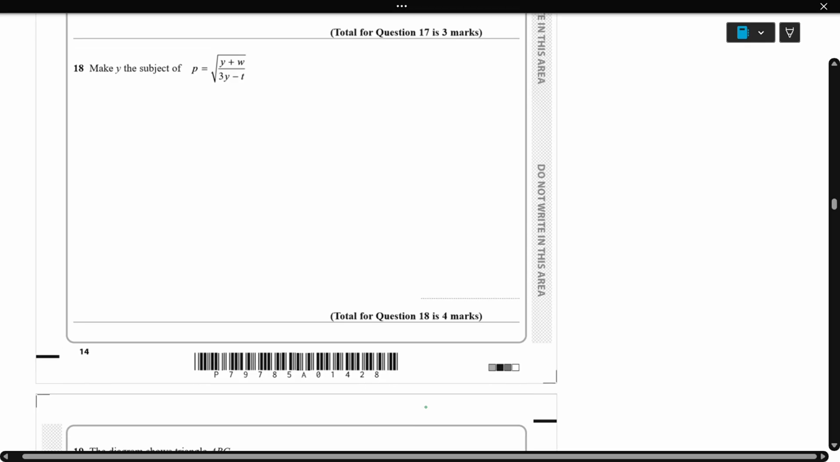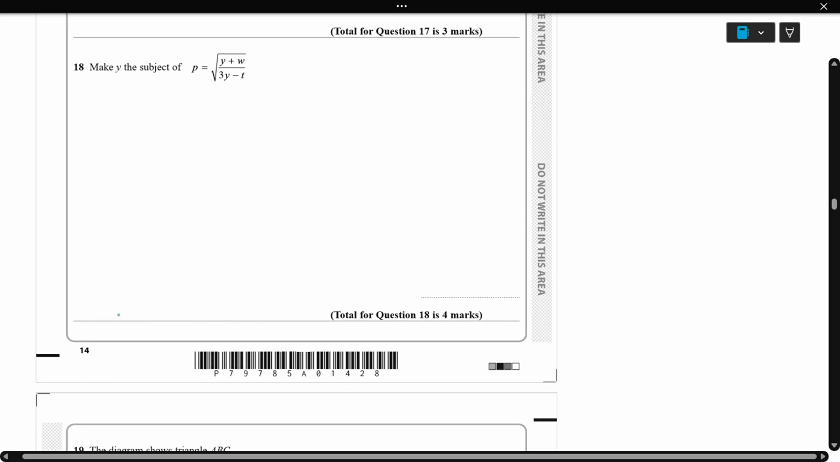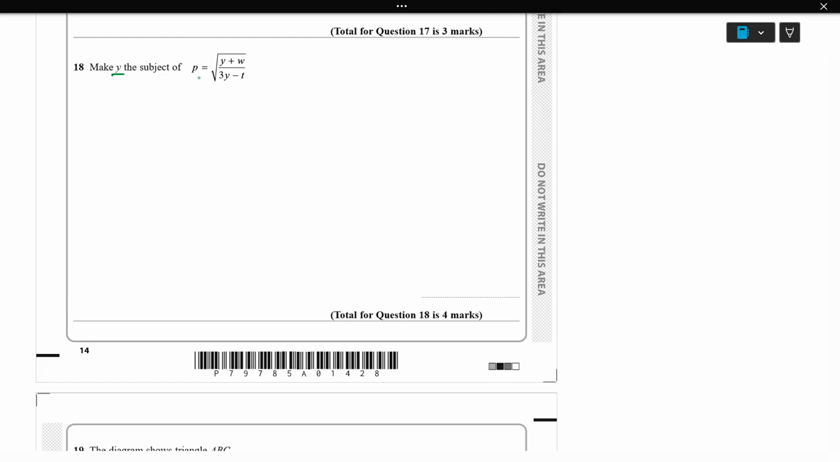Next, question 18. Make y the subject of this one. So I'll square both sides. I'll get p squared equal to, on the right side the square root is gone, y plus w over 3y minus t.